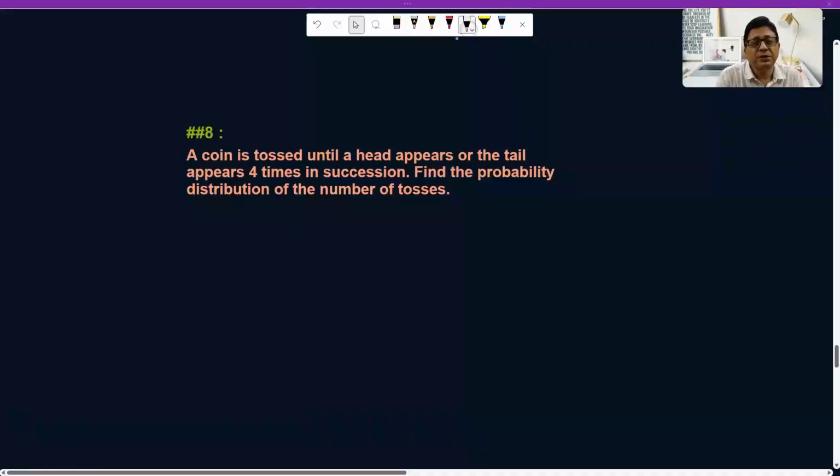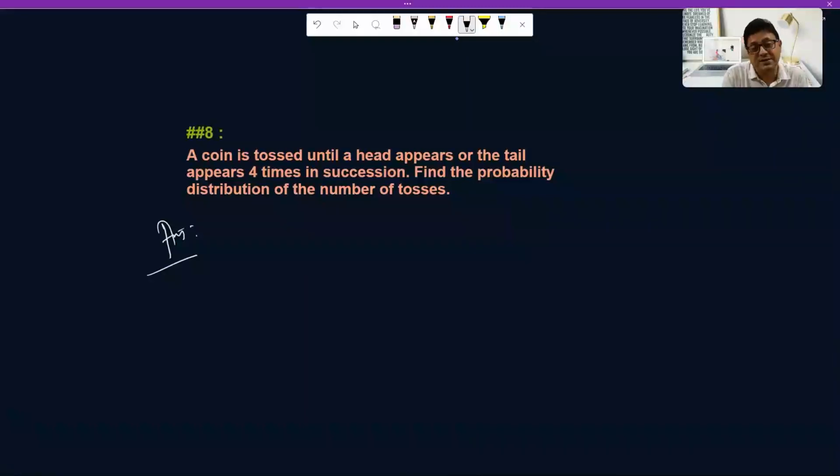A coin is tossed until a head appears or the tail appears 4 times in succession. If head occurs, then you stop the game. If head is not coming, the game will be continued. Till when? Maximum how many times can it continue? It can continue till 4 times. If you get all 4 tails in succession, then stop the game.